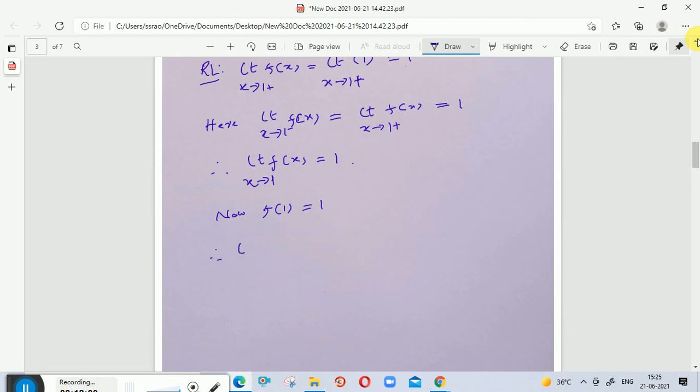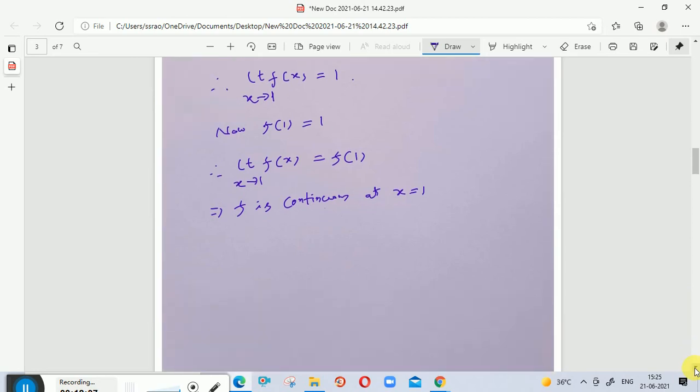Therefore we have limit x tends to 1 f of x is equal to f of 1. Okay, that implies f is continuous at x is equal to 1. f is continuous at x is equal to 1. Okay.